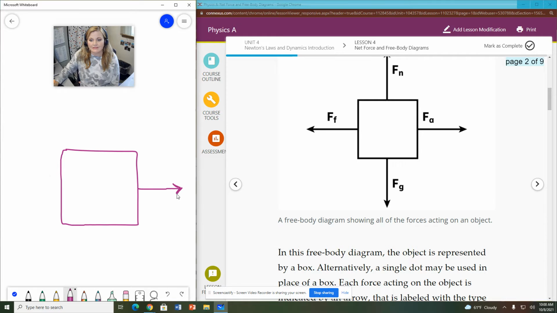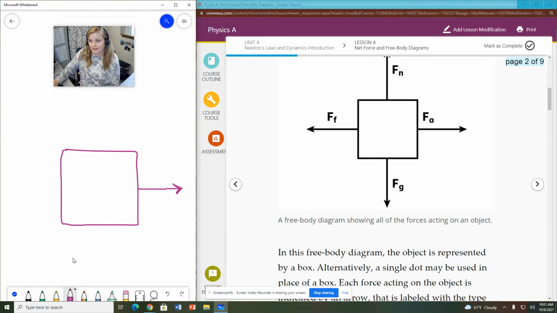The arrows themselves are drawn proportionately to the magnitude of the force. So the stronger the force is, the longer the arrow is supposed to be. They're not a specific length. It is a relative length, but the greater the force, the longer the arrow, so that when you're looking at the picture, you have a visual of which force is stronger and which force is weaker. So again, outwards from the box in the direction that force is acting, and proportional to the magnitude of the force.